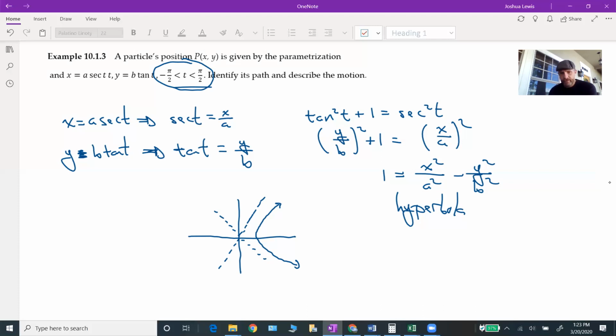And then maybe I shouldn't have put those arrows on the end. That was a little misleading. And then what's the motion? Well, how about 0? At time 0, where are we? Well, x is a secant t, which is just going to be right here at a0.